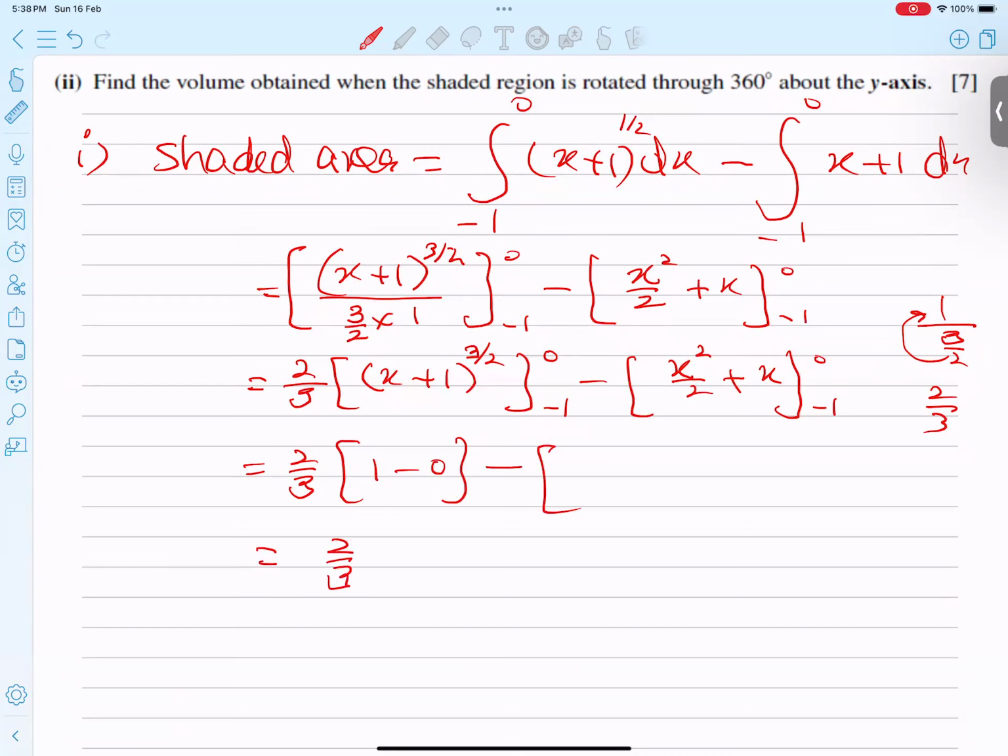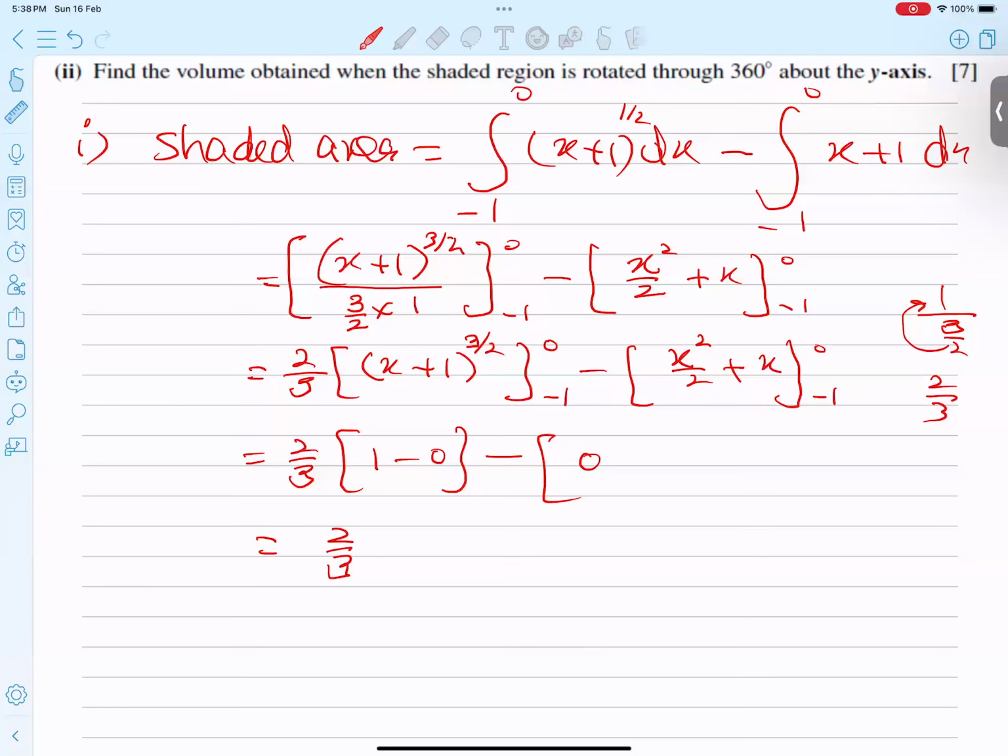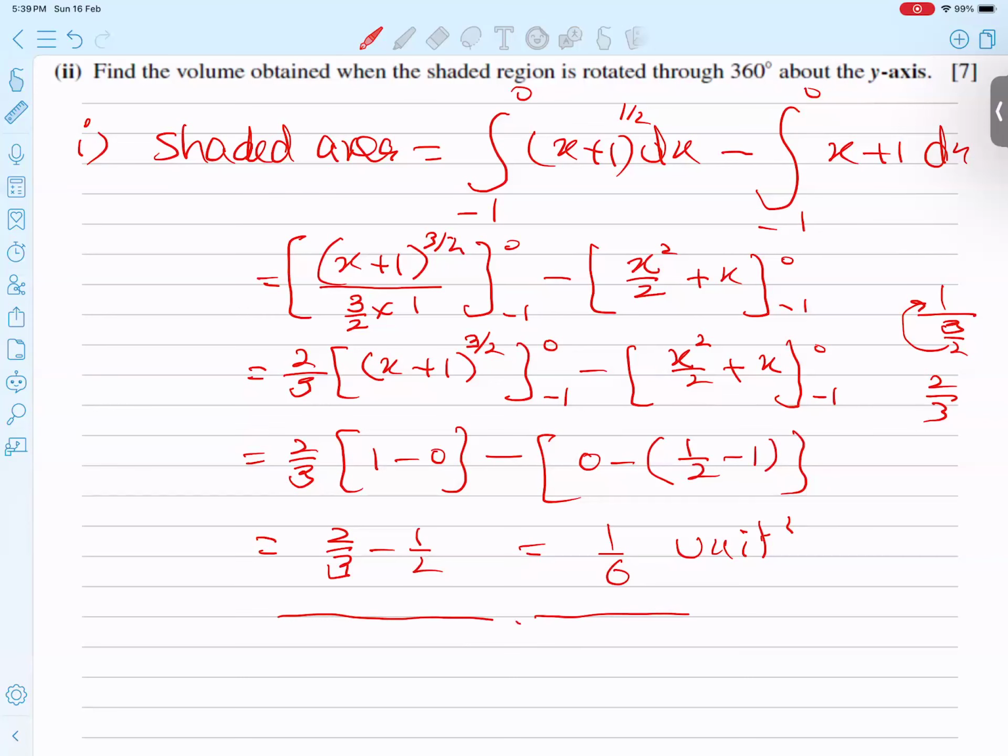Let's talk about the other one. When I plug in 0, it becomes 0 plus 0 is 0. When I plug in -1, I get 1 by 2 minus 1. Finally, I got negative half plus half, and we got negative half. So I finally got negative half. And if I check it, 2 by 3 and minus half, I got 1 by 6 unit square area. Alhamdulillah Rabbil Alameen, the first part is completely over.